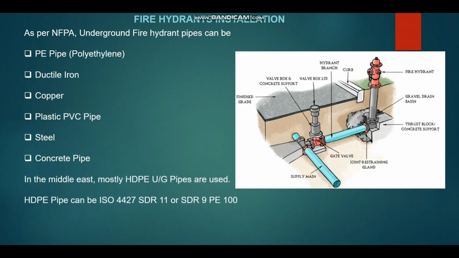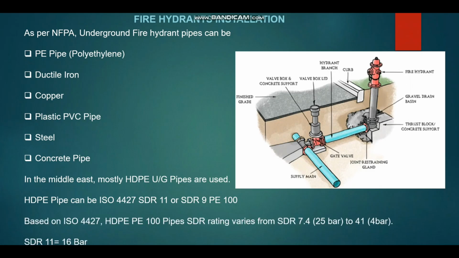So coming to the Middle East, mostly for underground applications we are using HDPE pipes, and the grade is mostly asked in interviews also. So underground pipe for firefighting we are using HDPE ISO 4427 SDR 11 or SDR 9, PE 100. So what is SDR 11 or SDR 9?